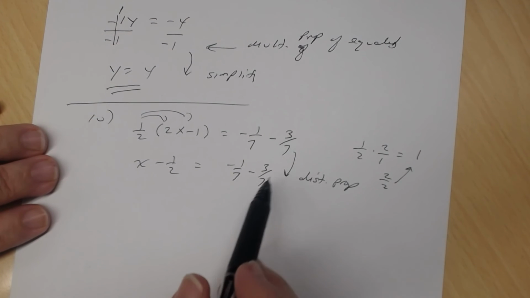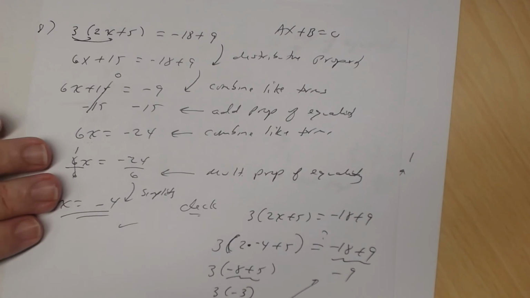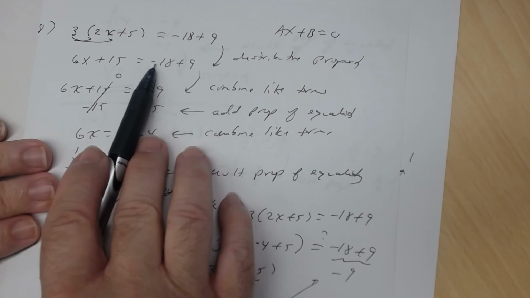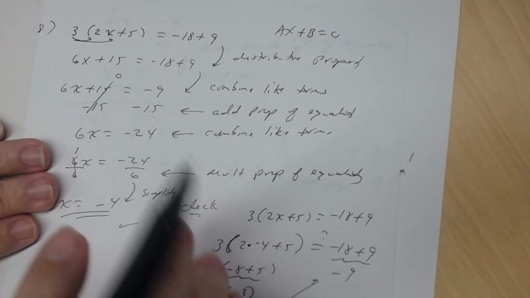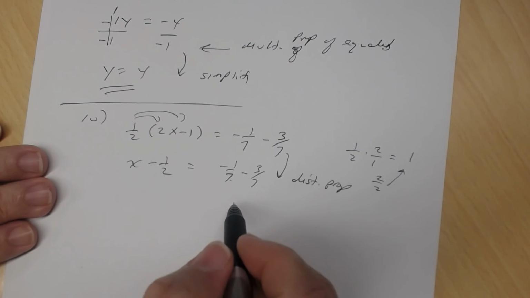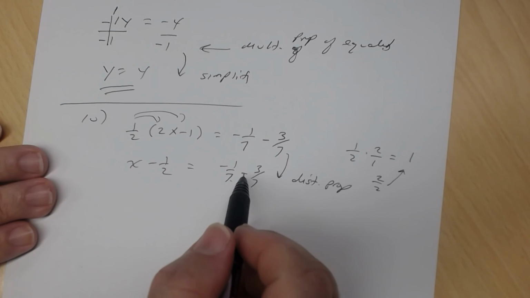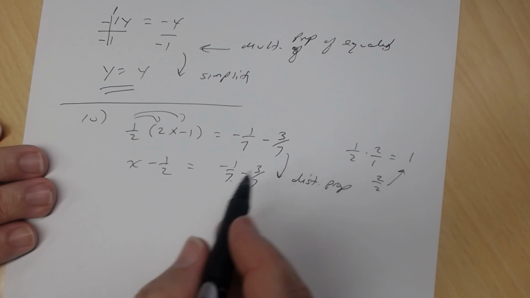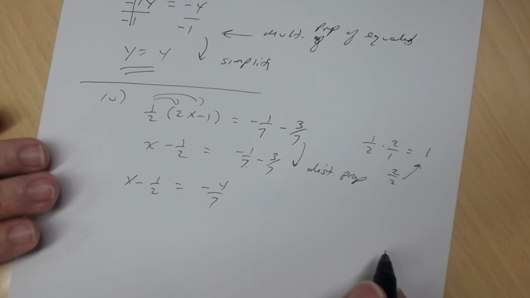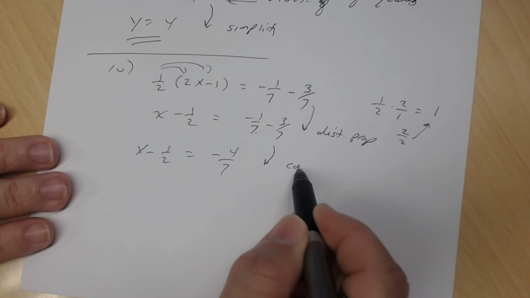Okay, so now, remember, once you use distributive property, then you want to see if you can combine like terms, just like we did here. Remember, in this example, distributive property, then we combine like terms. I could, because negative 1/7 and a negative 3/7, and notice the denominators are the same, so it makes it a lot easier. So a negative 1 and a negative 3 is a negative 4. So I get x minus 1/2 equals negative 4/7. So to go from here to here we combined like terms.